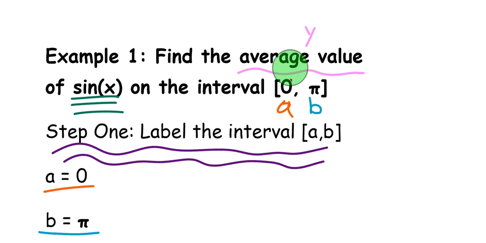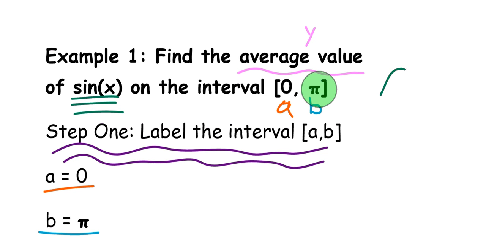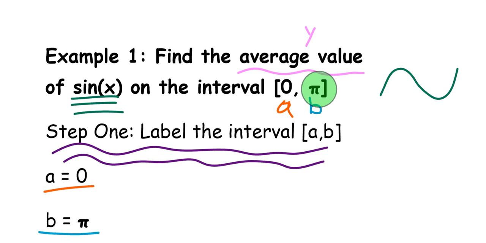Now we're going to look at our first example for the mean value theorem for intervals. It says find the average value, now again that means the y value, average y or f of x value, of sine of x on the interval 0 to pi. So if you recall, sine is wavy, okay? And we're just trying to figure out what its average value is from 0 to pi.